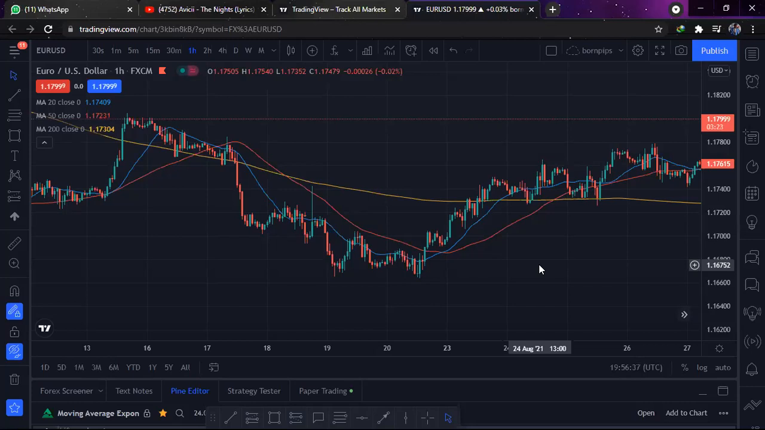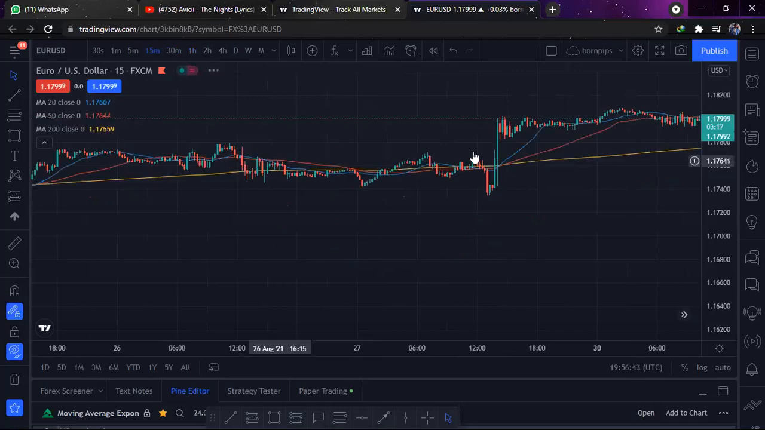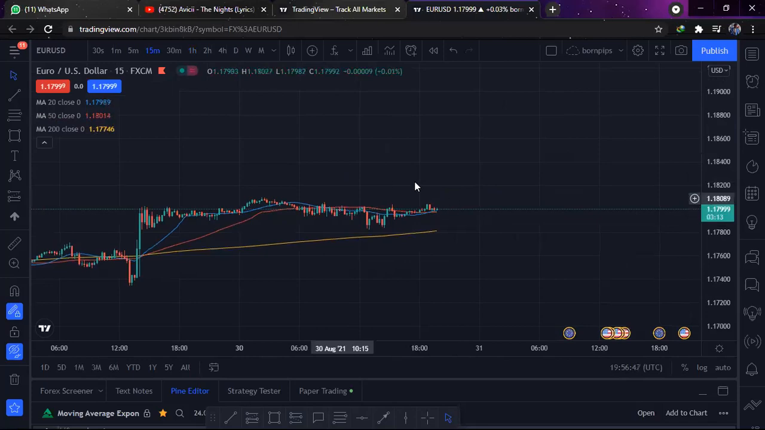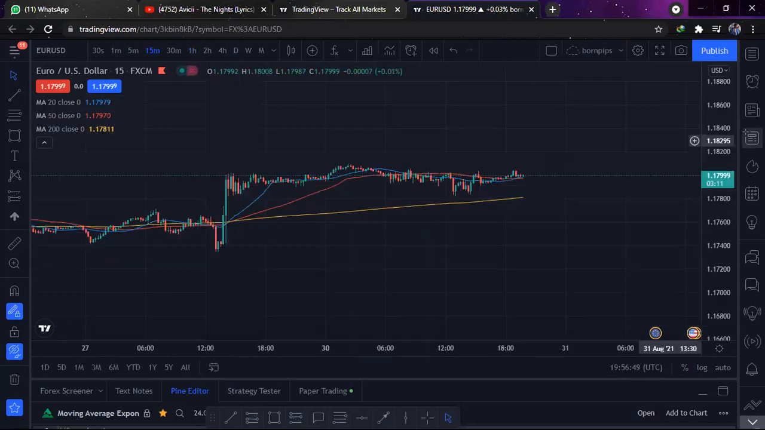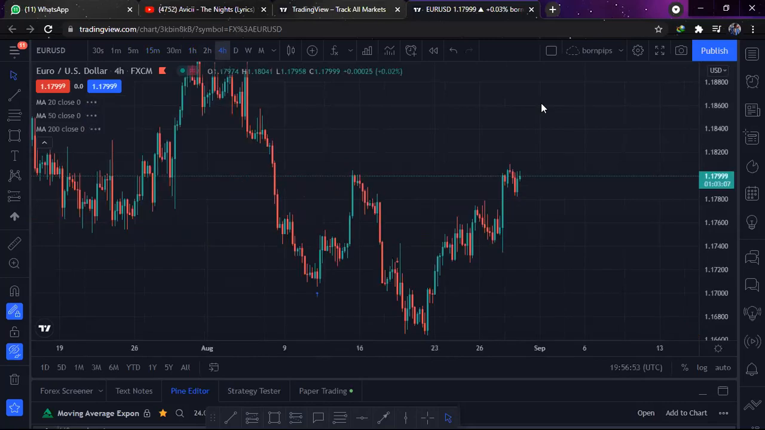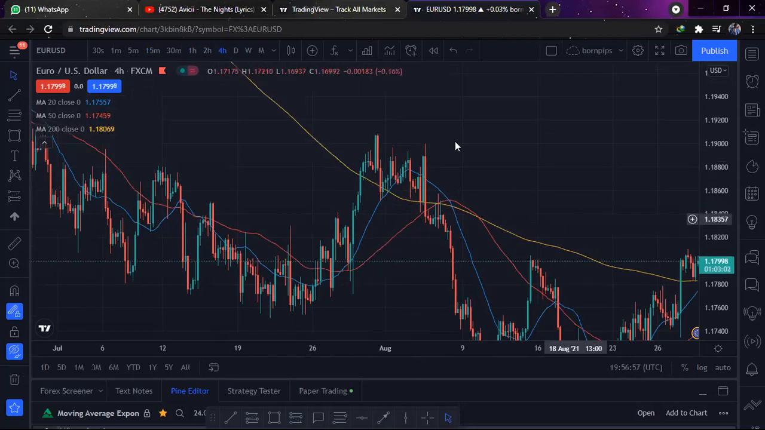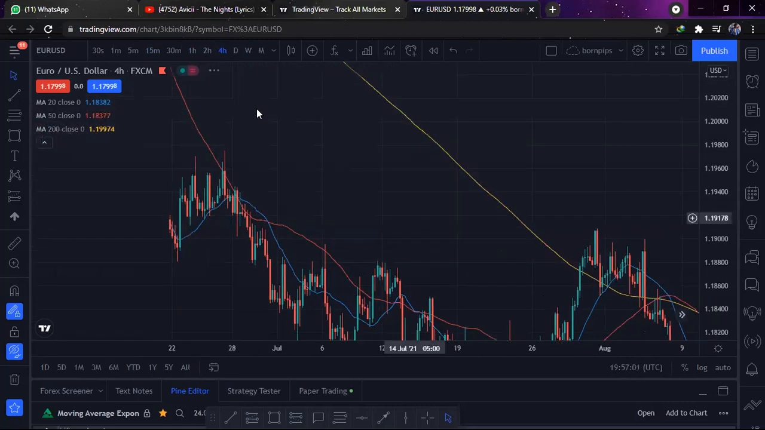Do you get it? If you go to the 15 minute chart, it will give you noise. See, everything is crossing, messy. It's not that clear. But when you go to the 4 hour time frame, you see things very clear. The 200, the 50, and then the 20, everything is clear, and then you see it grow.